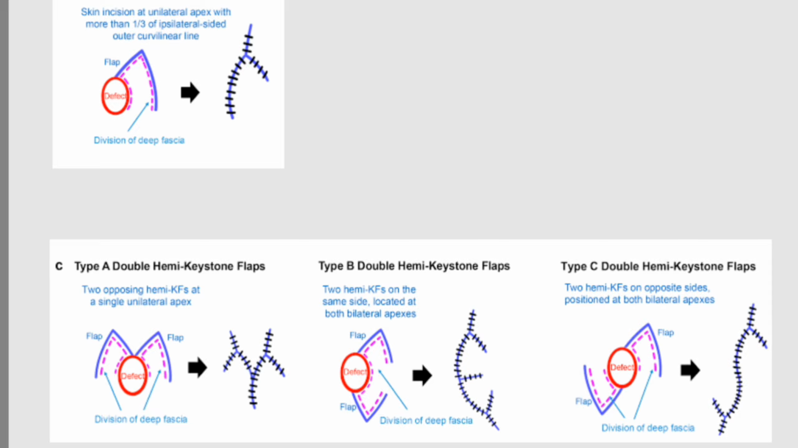Here we have to make sure that this is very different from the omega variant, as we are not giving a midline cut on the medial edge of the flap. It is occurring naturally. And double Hemikeystone flap at the opposite sides on both bilateral apexes. It gives a very beautiful S-shaped incision.